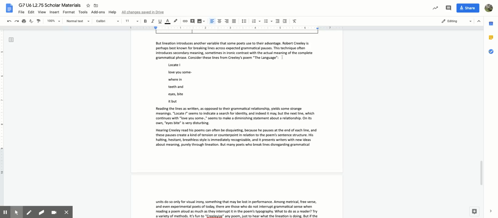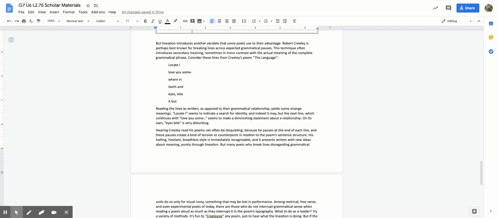Consider these lines from Creeley's poem, The Language. Locate I, love you some, wherein, teeth and, eyes, bite, it but. Reading the lines as written, as opposed to their grammatical relationship, yields some strange meanings. Locate I seems to indicate a search for identity, and indeed it may. But the next line, which continues with love you some, seems to make a diminishing statement about a relationship. On its own, eyes bite is very disturbing.